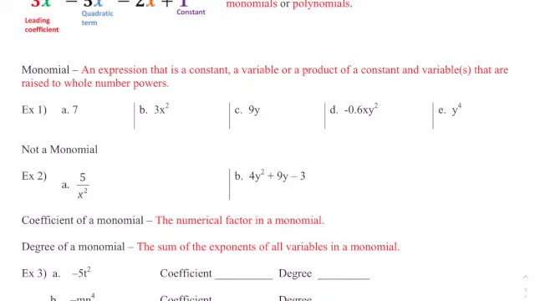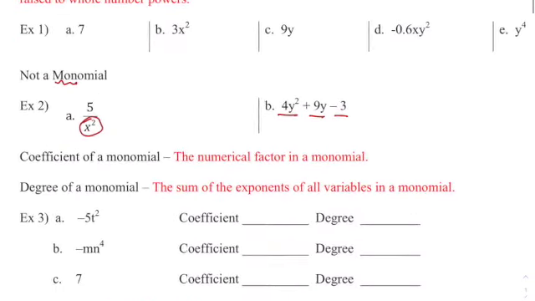Example 1a, 7, that's a constant. 3x squared, that is a constant and a variable. You can even have a negative, like 0.6 times variables, and you can have variables to different powers. All those are monomials. A monomial really comes down to it's just one term. And something that's non-monomial is, look, the x squared is in the denominator. That's not a monomial. Monomial is like a monorail, 1. And since this is 2 terms, 3 terms, that is not a monomial. So that's all we're talking about.